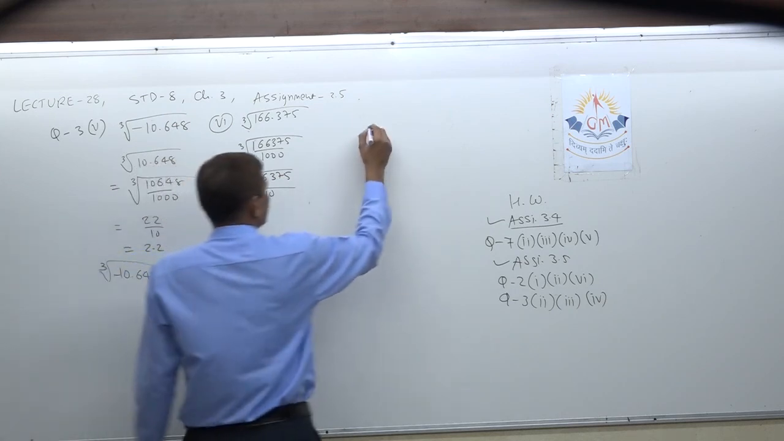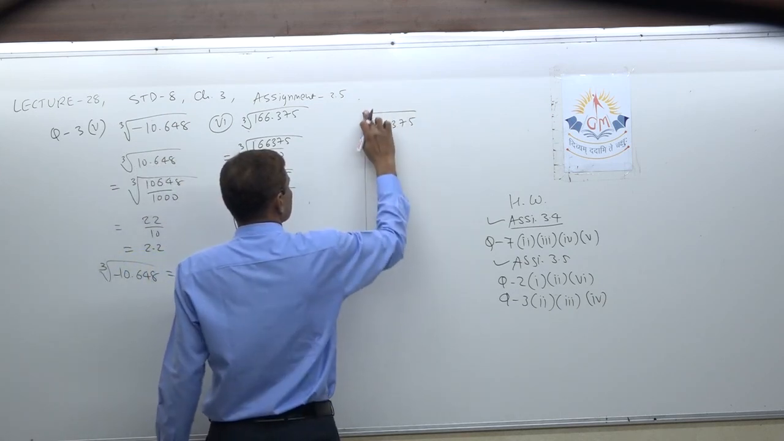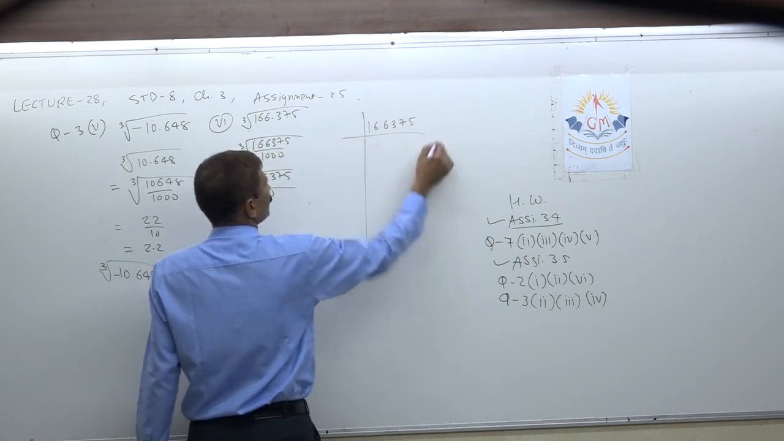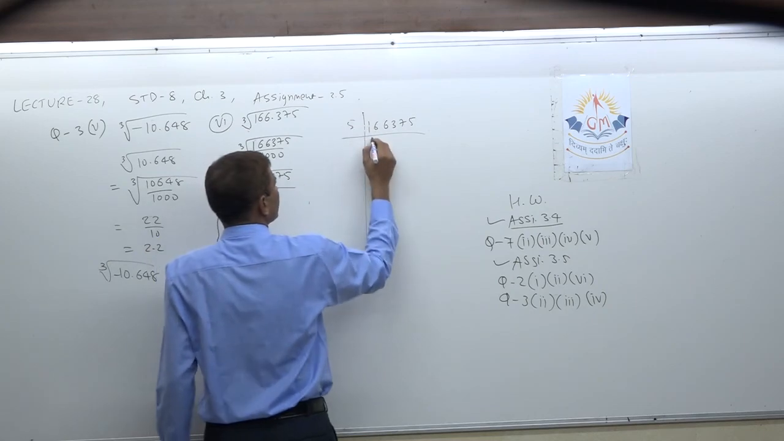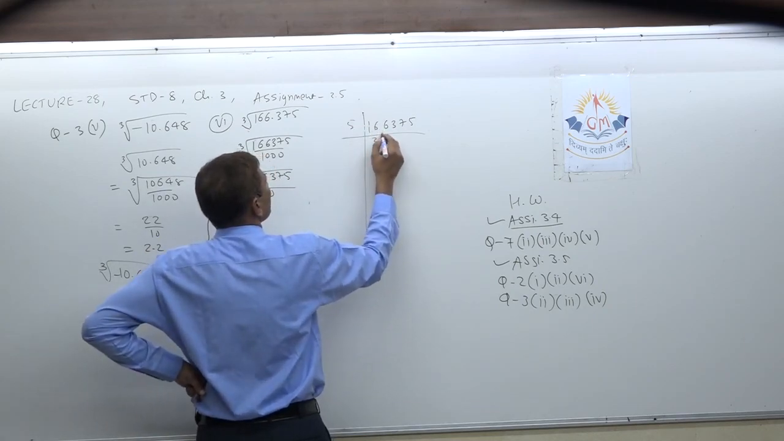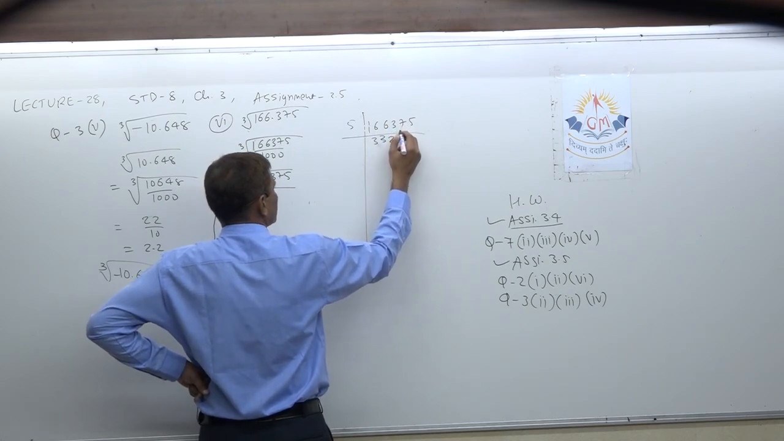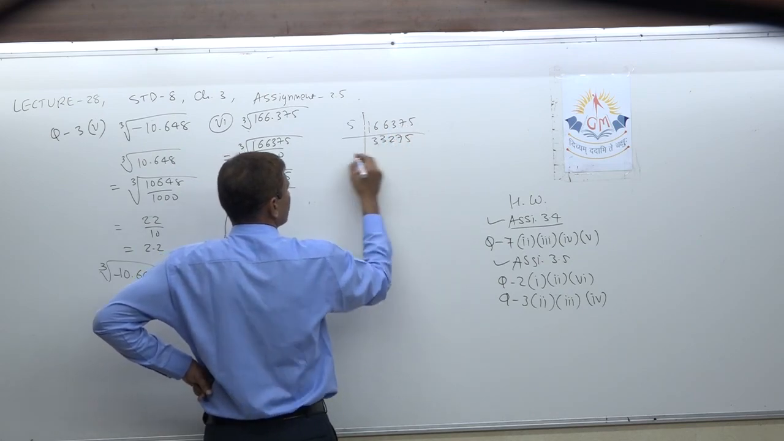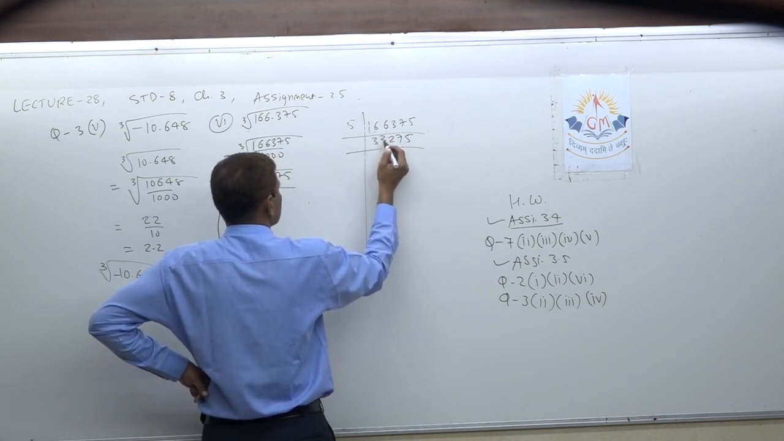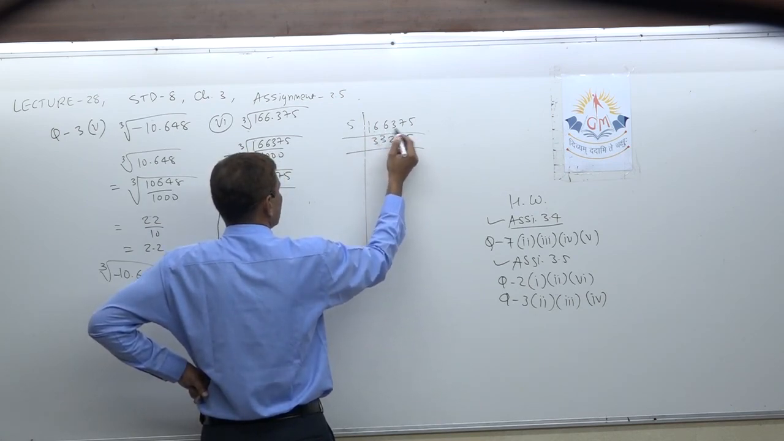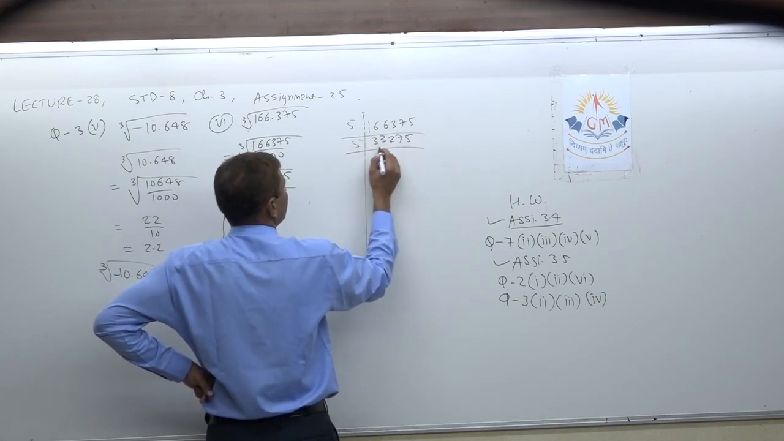Again, prime factorization of 166375. It is divisible by 5 because the last digit is 5. So I directly jump to 5. 5 3s are 15. Again 5 3s are 15. 5 2s are 10. 5 7s are 35. 5 5s are 25. Again let me verify once. 5 3s are 15. 5 3s are 15. 5 2s are 10. 5 7s are 35. 2 left. Okay. Now again by 5.